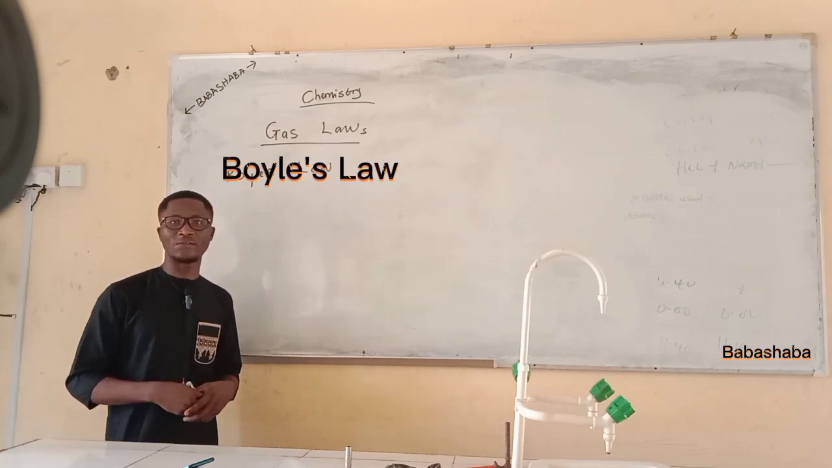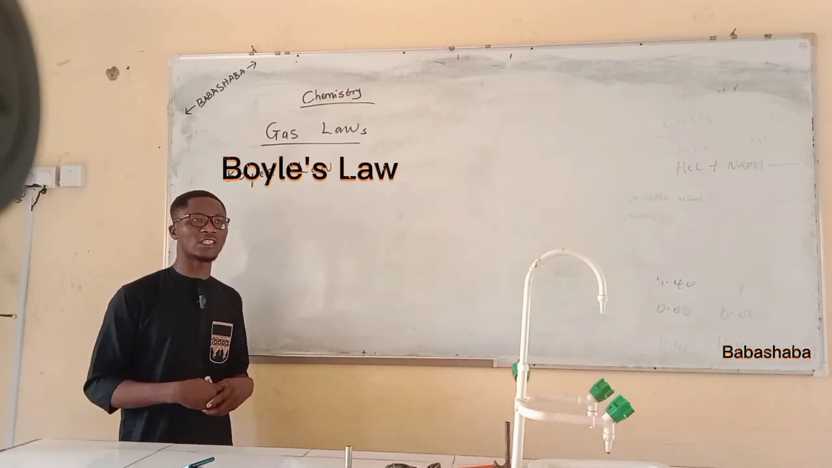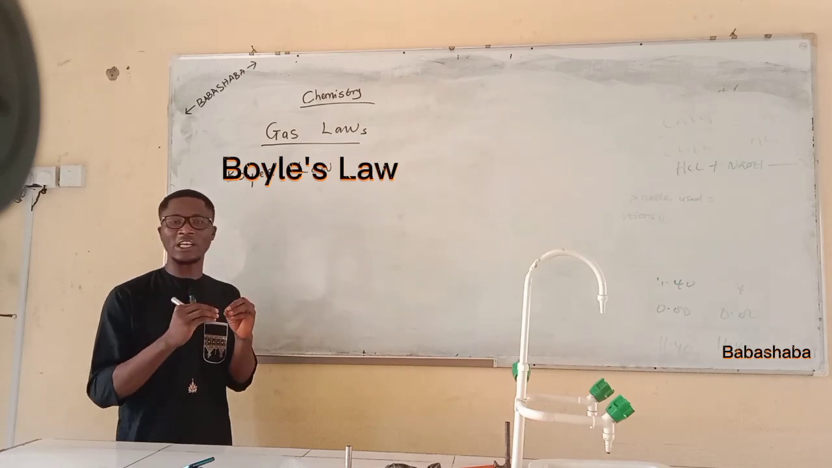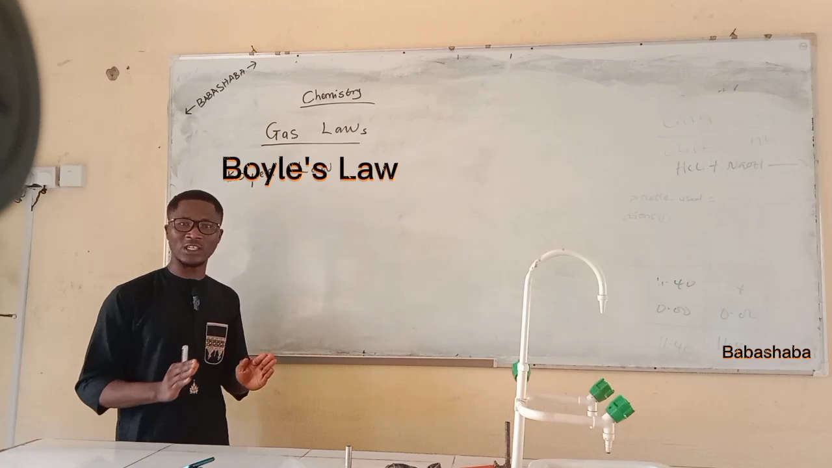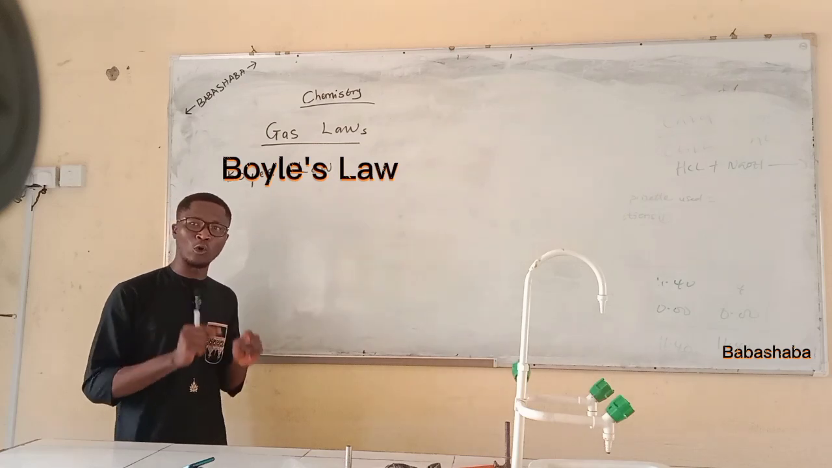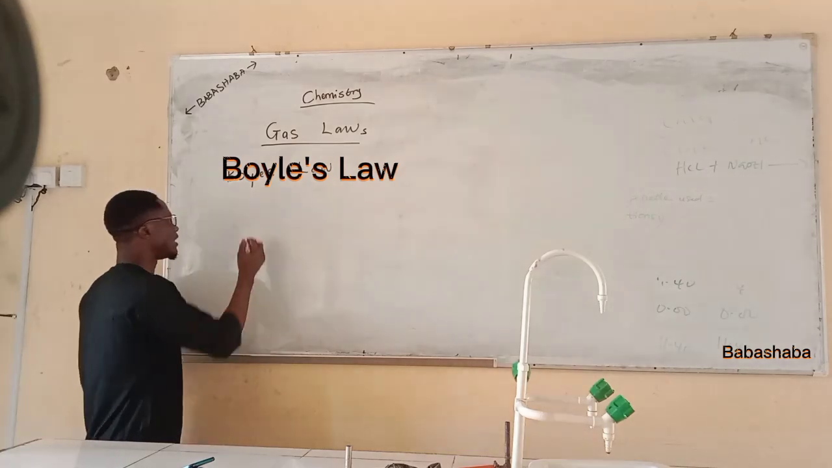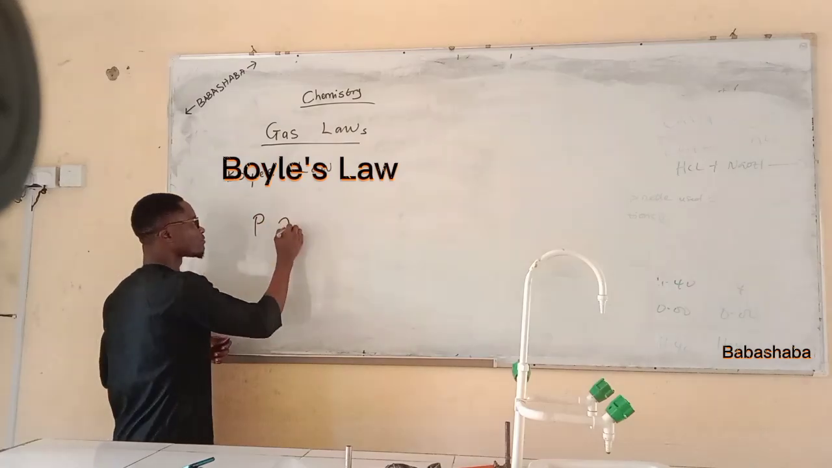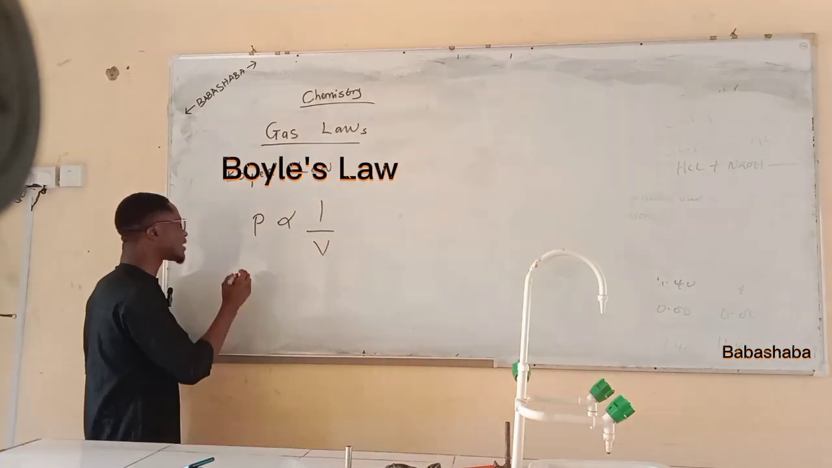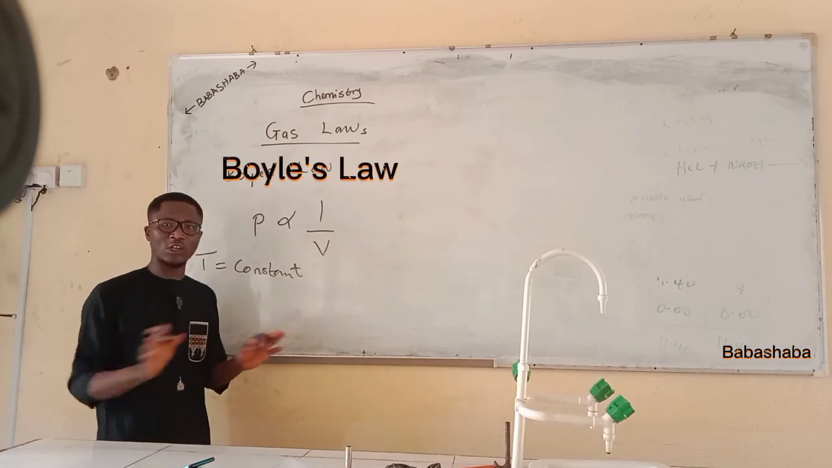Boyle was a scientist that gave a law pertaining to how gases behave. Boyle's law said that in a fixed mass of gas in a container, when the temperature is constant, the pressure of that gas is inversely proportional to the volume of the gas. Mathematically, the pressure is inversely proportional to what? To the volume, at constant temperature, that is, when the temperature is not changing.